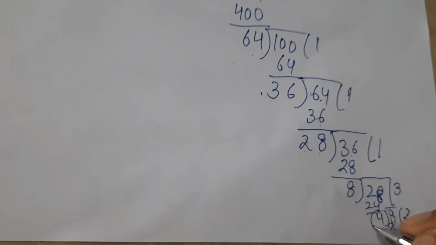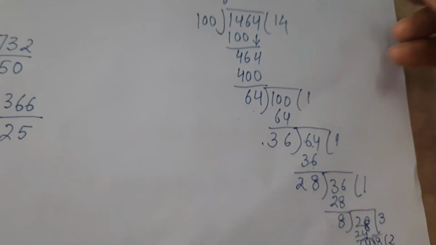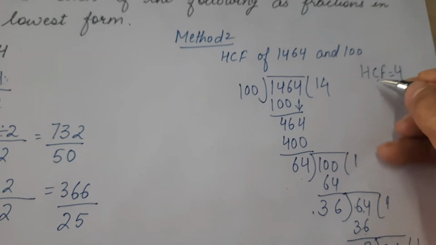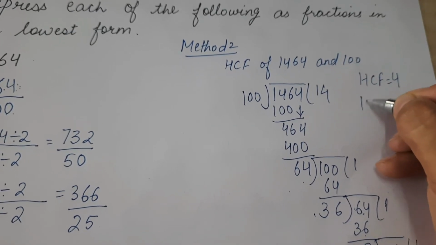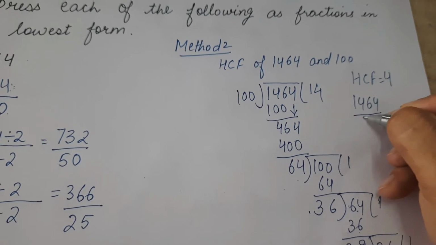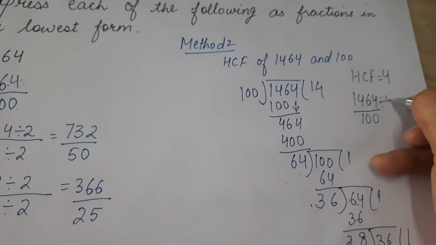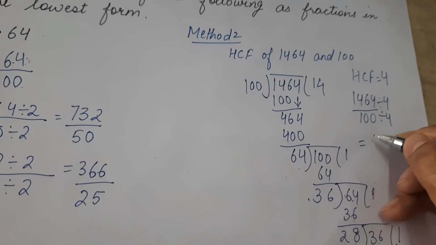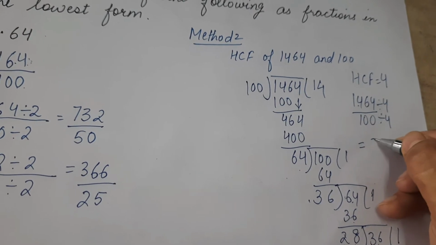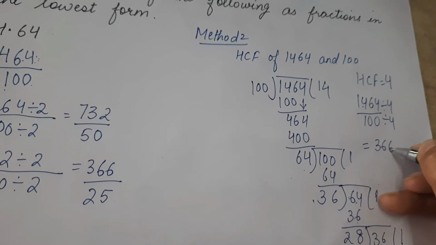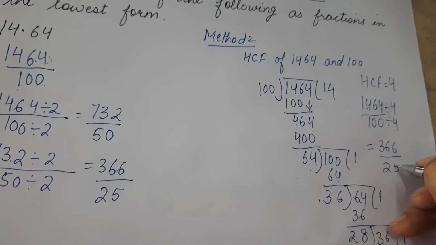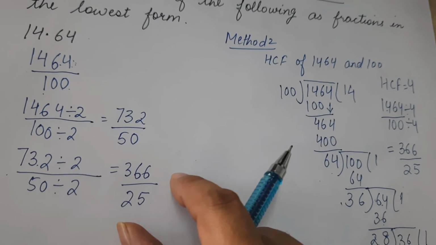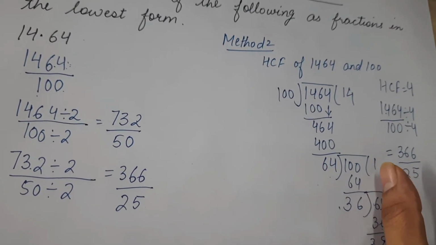So what is our HCF? HCF is 4. So what we will do? We will divide the numerator and denominator by 4. This is our numerator, this is our denominator. After dividing, what we will get? 4 3s are 12, 4 6 are 24, 4 6 are 24 and 4 25s are 100. So your answer will come the same. Here also the answer is 366 upon 25.